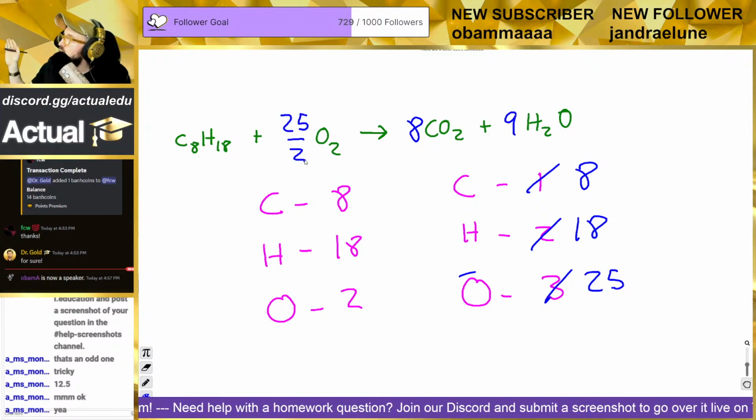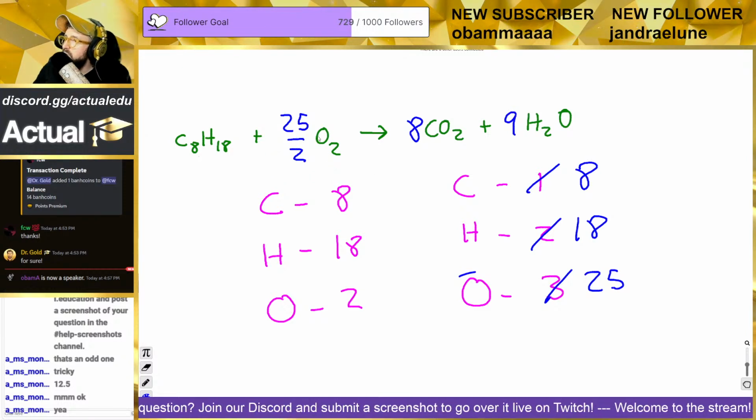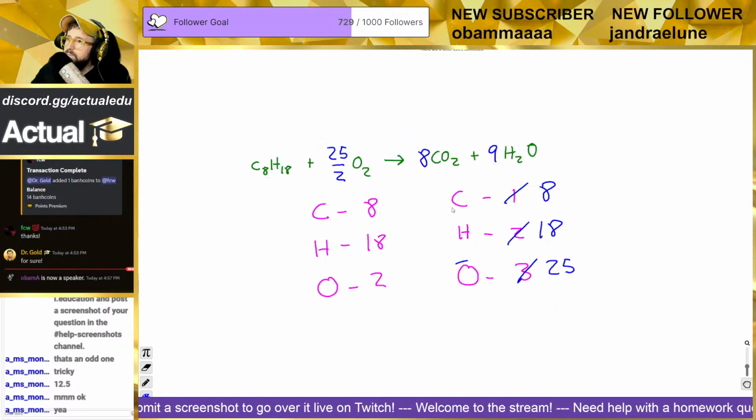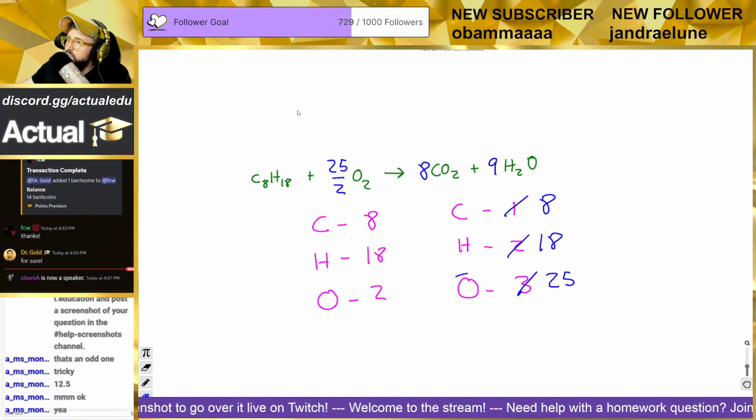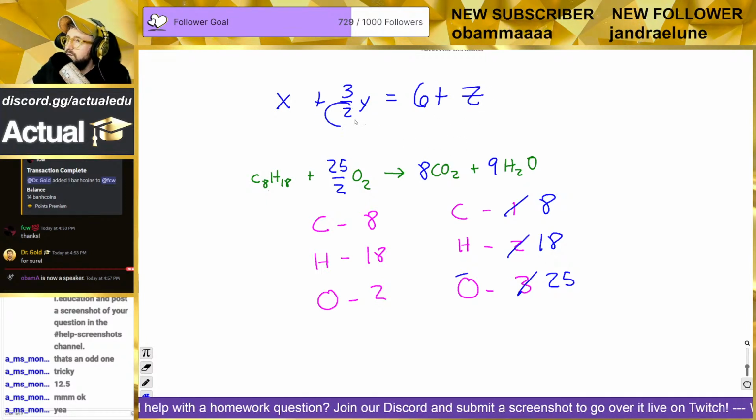The only issue is that in chemistry, we're not allowed to have fractions. So what can I do to get rid of this fraction? It works the same way as if we had, let's say, x plus 3/2 y is equal to, I don't know, 6, and I wanted to get rid of the fraction here. Or let's say 6 plus z. How would I get rid of the 2 on the bottom there?